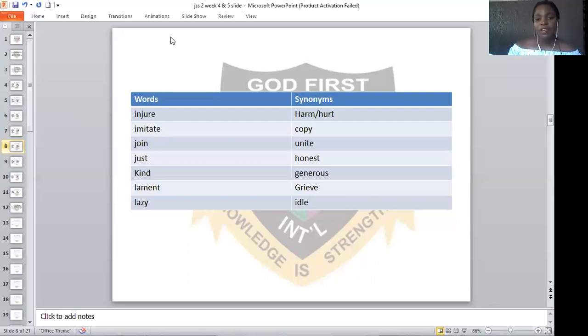Unite. He is a very just person. He's a very honest person. So honest is the synonym for just.